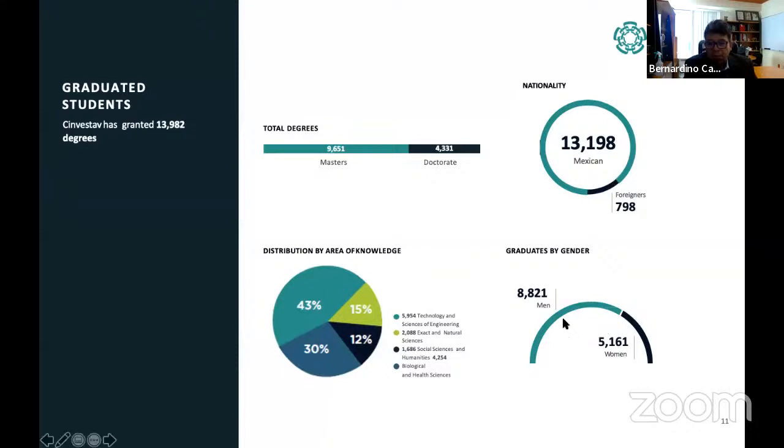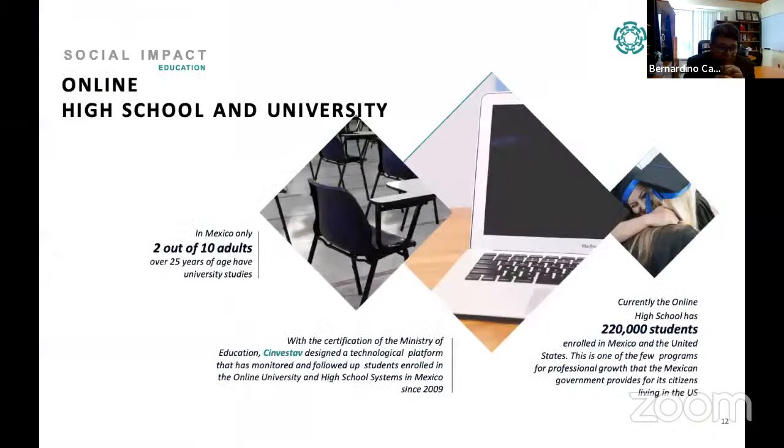From these graduates, we have 8,000 men and 5,000 women. So we can say that we are an equal opportunity institution for men and women. We have an important ratio of women versus men. We are proud of this situation.